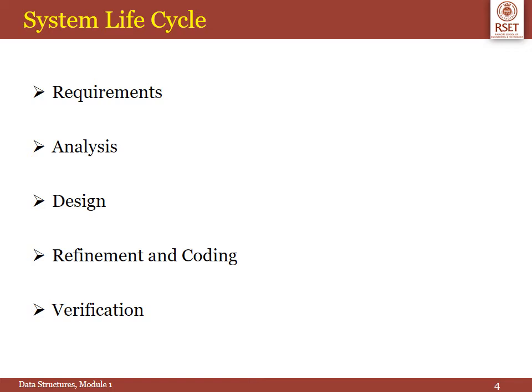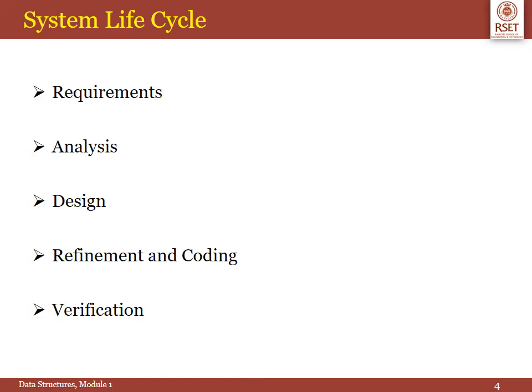For any complex program, before we do the coding phase, we first try to understand the requirement of that program. Then we try to find or design a very good algorithm to identify how that program flow works before we go into the coding phase. This denotes the system life cycle of that program.